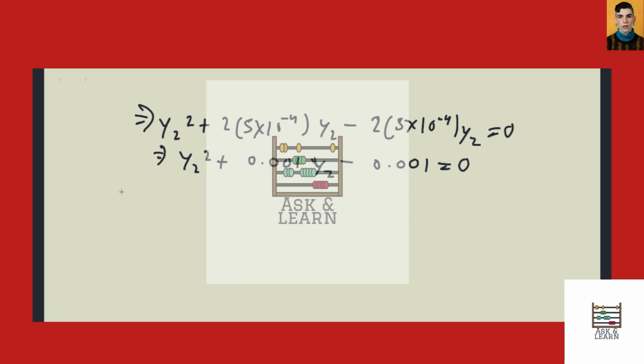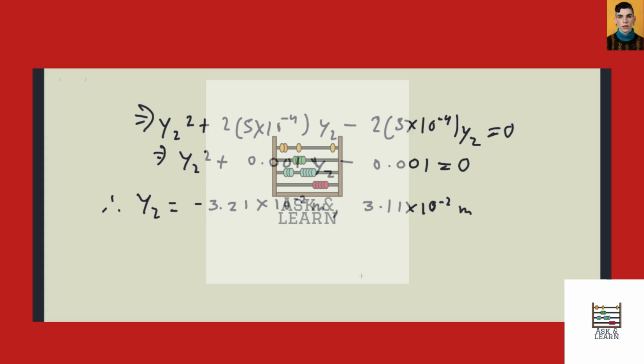And so we can use the quadratic formula to solve this equation, and we get two answers for y2. One of them is negative 3.21 times 10 to the negative 2 meters. The other is 3.11 times 10 to the negative 2 meters.